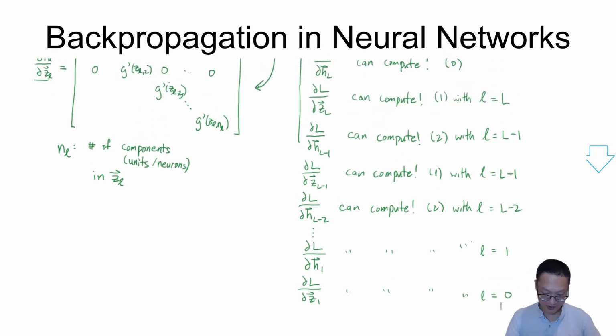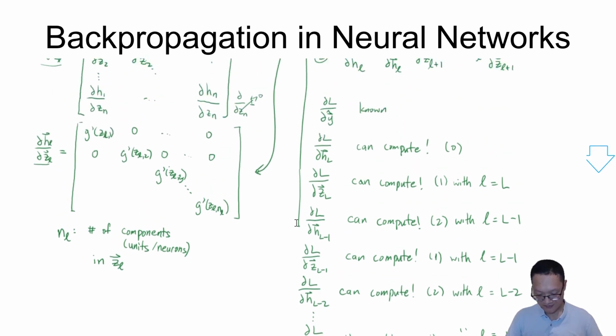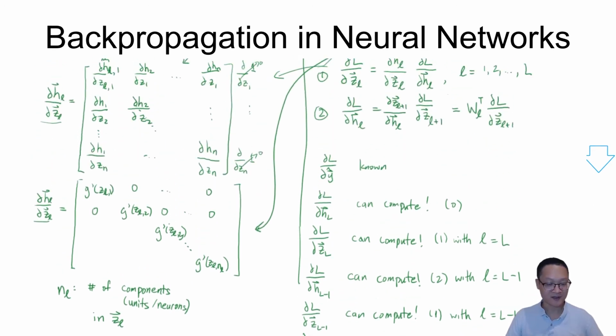Okay, so now we have computed all of the partial derivatives of the loss function with respect to the pre and post activations. So that's kind of the procedure of backpropagation, tying it all together. So we're not done yet. Remember, in the end, we want the partial derivatives with respect to all the weights, but this is pretty close. We have the partial derivatives with all the hidden layers and also all the pre-activations.